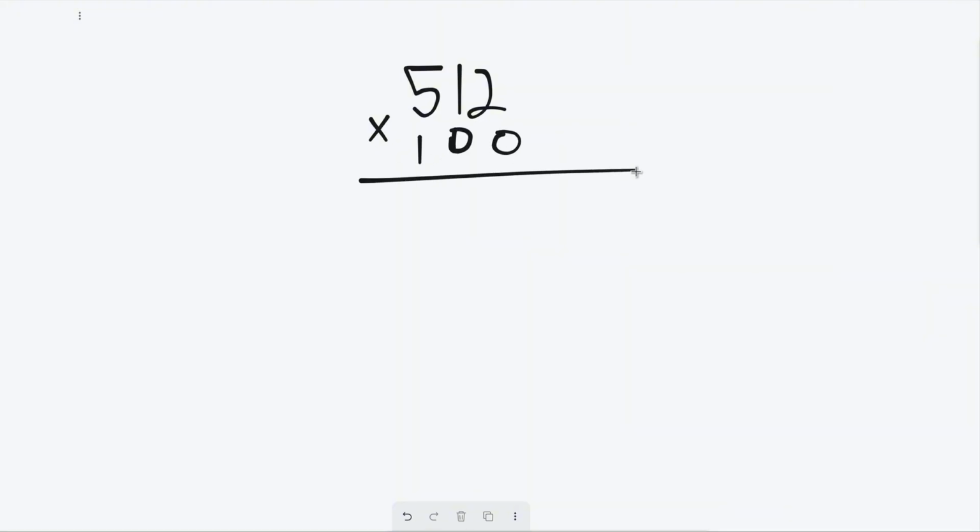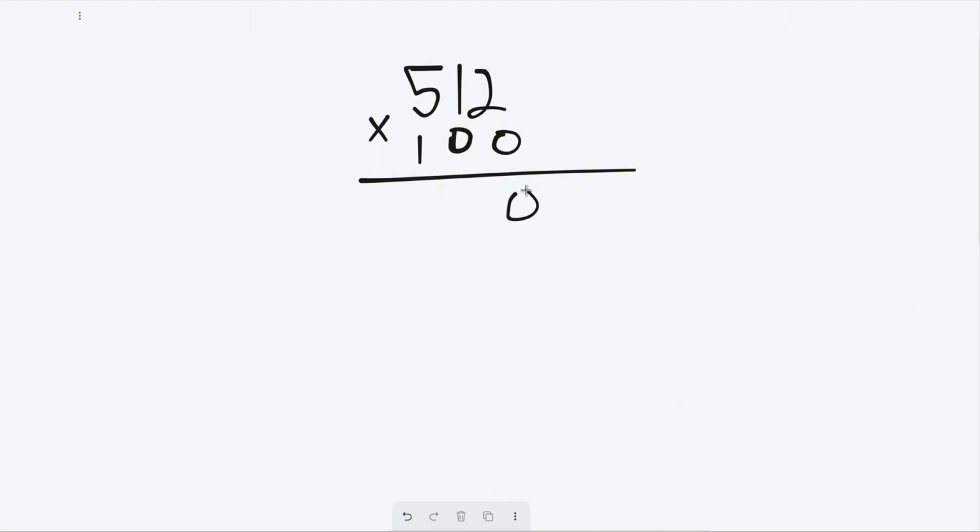And then we'll do, now, I think you guys can do this one by yourselves. We'll do 512 times 100. I'll give you guys a second to think. Okay, let's see how you guys do. Here, let's see how you guys did.